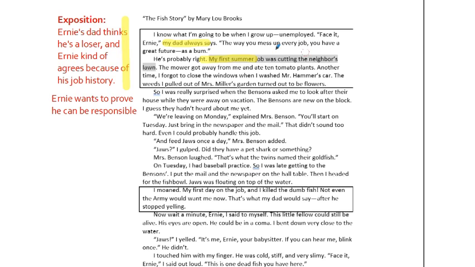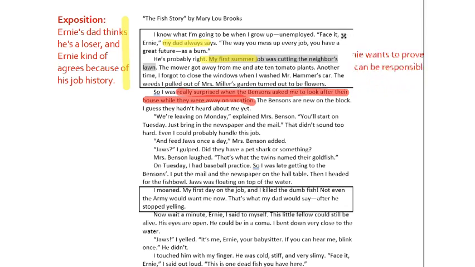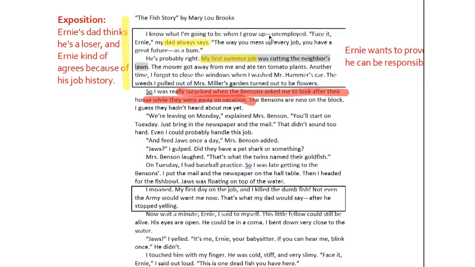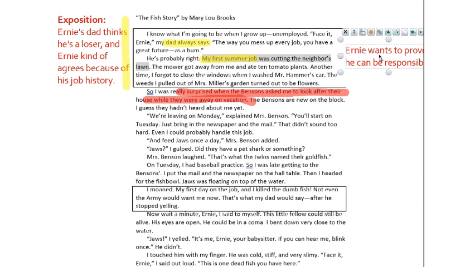In the inciting action, he's really surprised when the Bensons ask him to look after their house while they're away on vacation. This is going to give Ernie the problem of having another job, and hopefully he's going to have the opportunity to prove that he can do it. This isn't really lining up the way I want it. There we go. Okay, so this line right here is the inciting action.